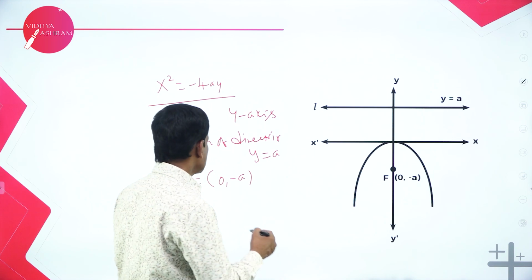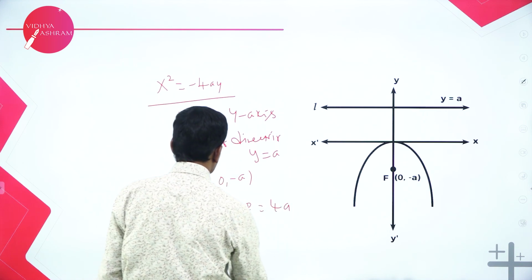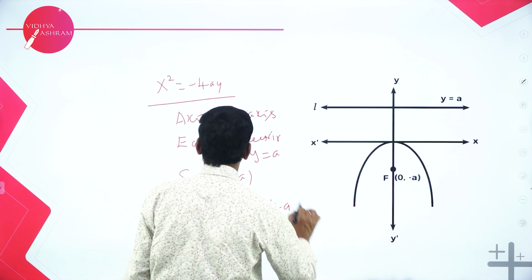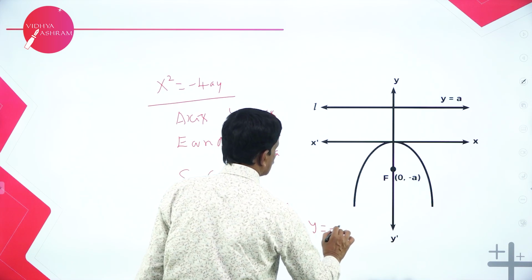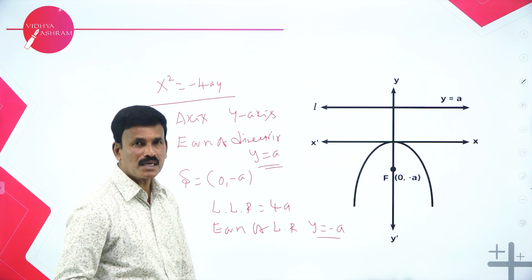Now the length of the latus rectum, as usual, is equal to 4a. The equation of the latus rectum is y is equal to minus a, and the equation of the directrix is y is equal to plus a.